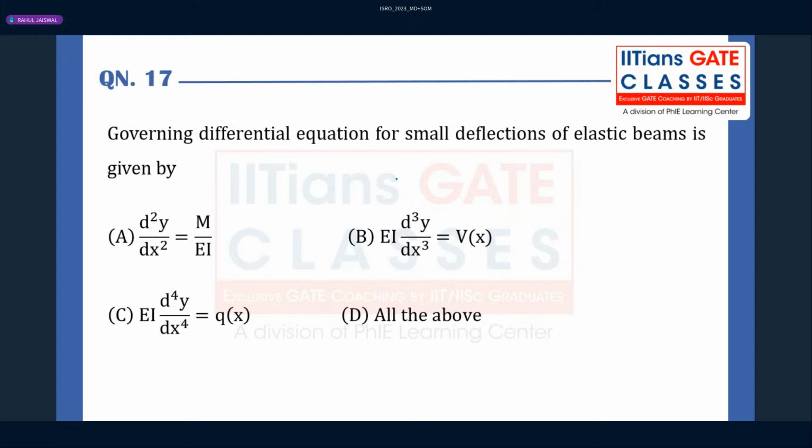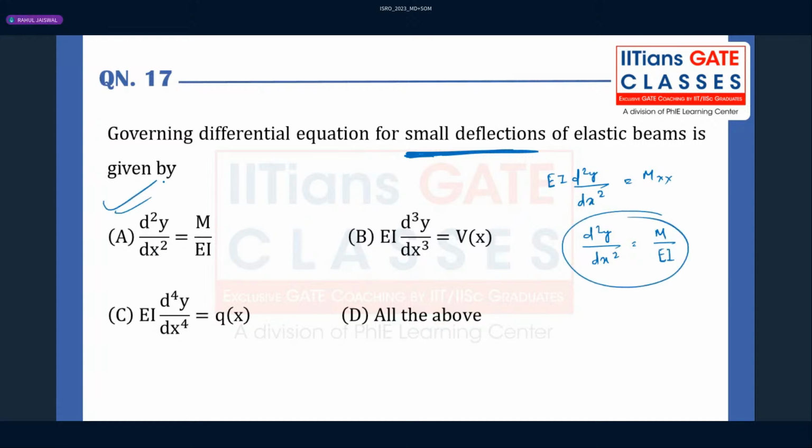Question number 17, the governing differential equation for small deflection. Small deflection is what we have assumed in our derivation of the differential equation for bending. Here we have EI d square y by dx square equals M(x), right? So we can write d square y by dx square equals M divided by EI. A will be correct.